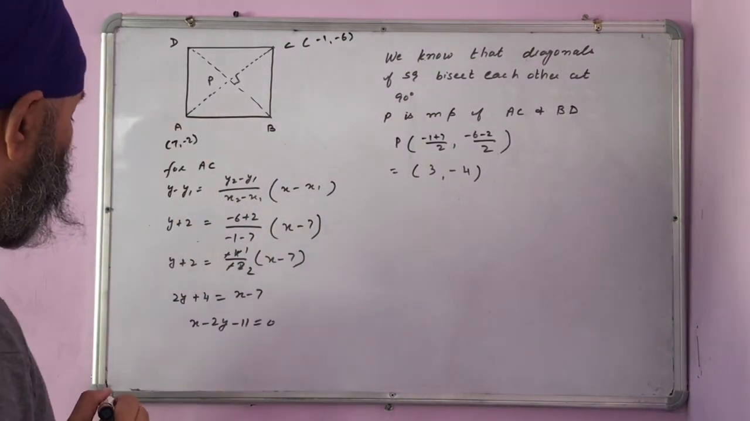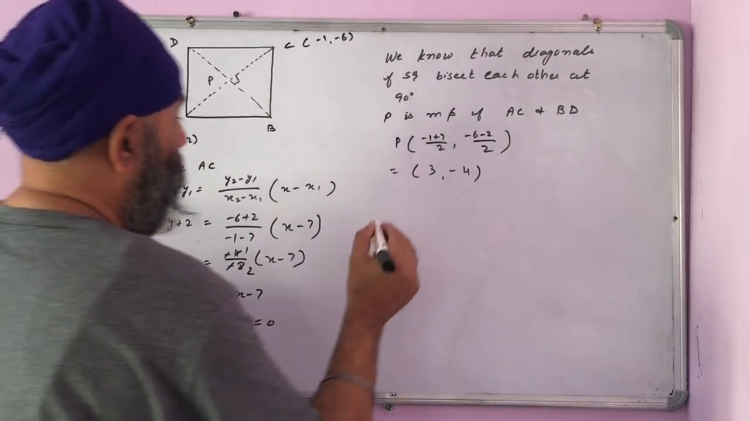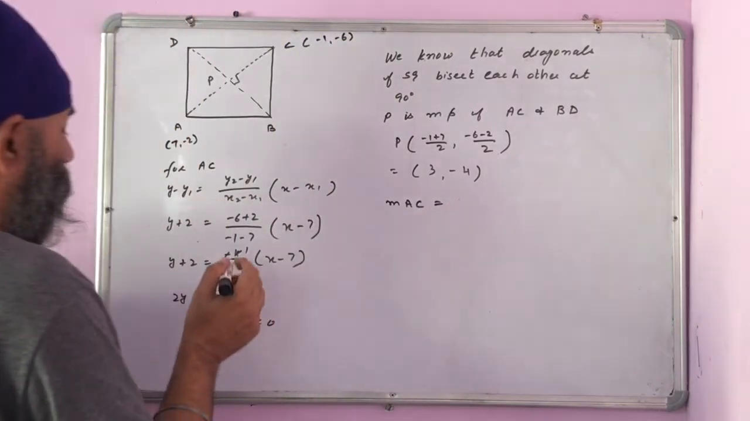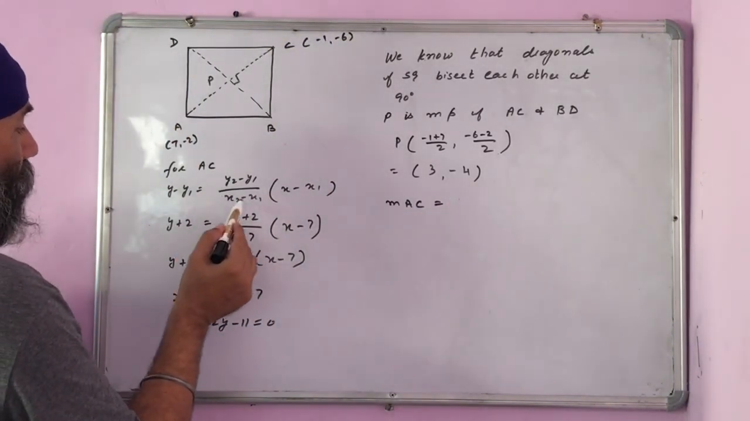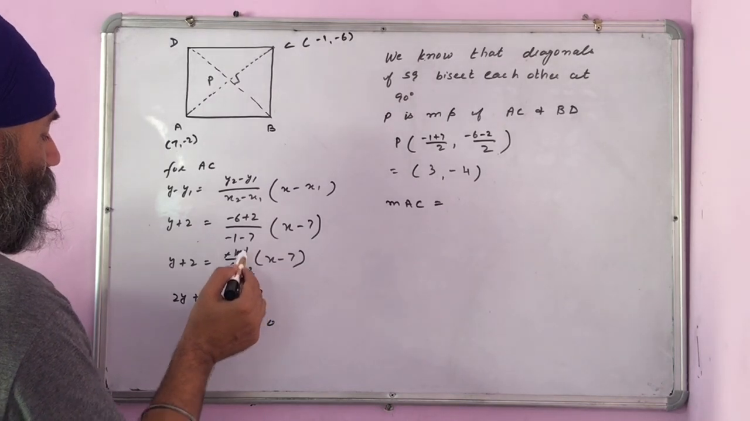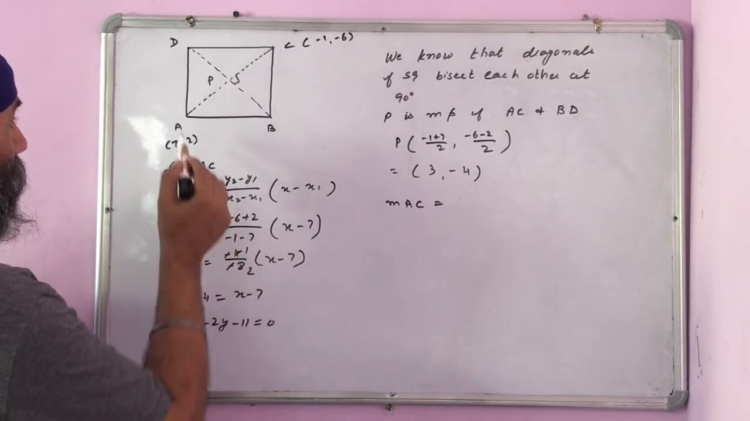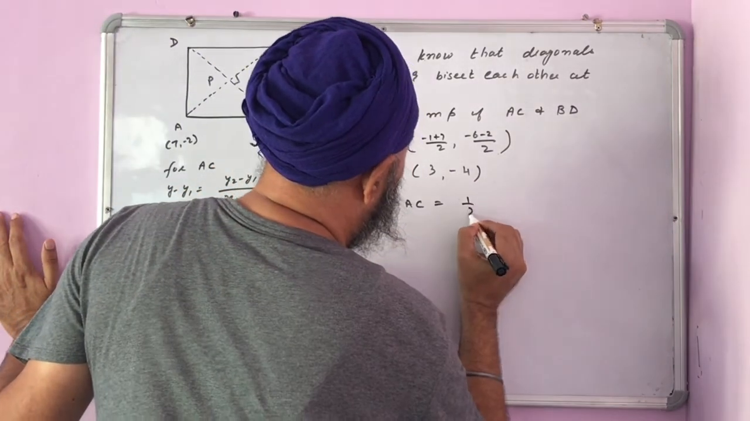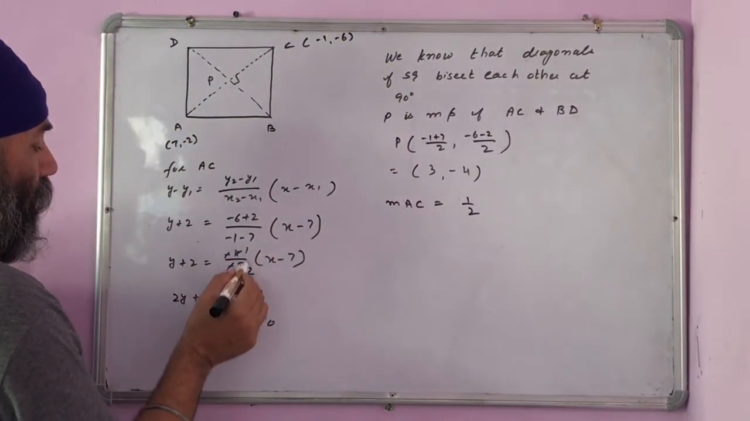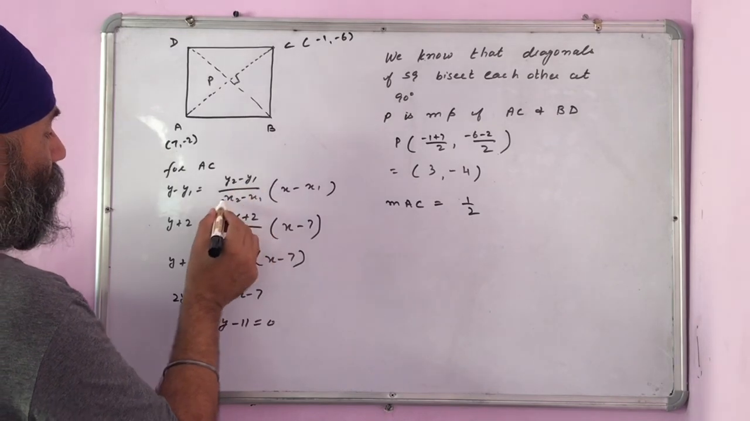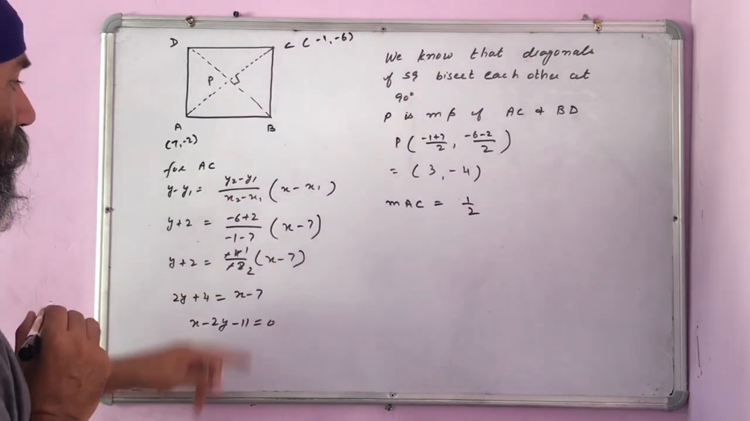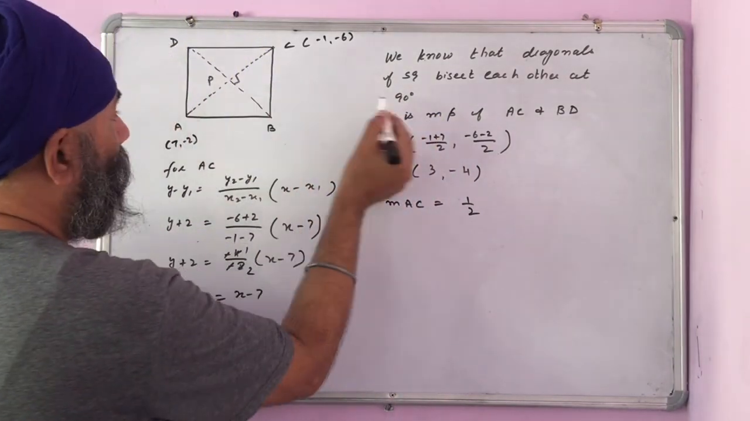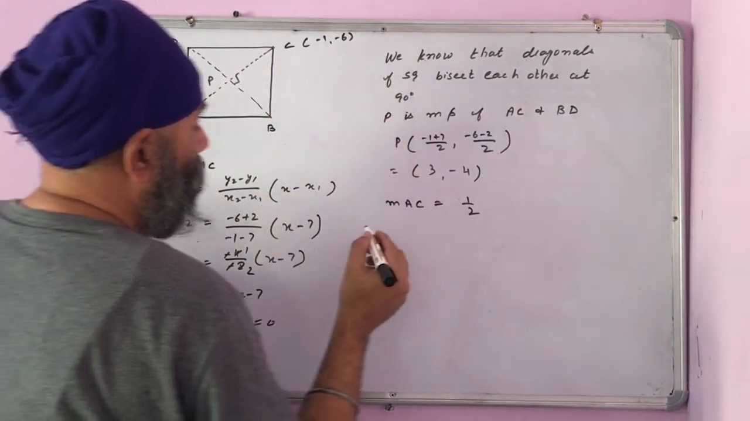The slope of AC, M_AC is y2 minus y1 upon x2 minus x1, that is 1 upon 2, that we calculated when we found the equation of AC. This is the slope of AC, y2 minus y1 upon x2 minus x1. Then they are perpendicular to each other. They are intersecting at 90 degrees.